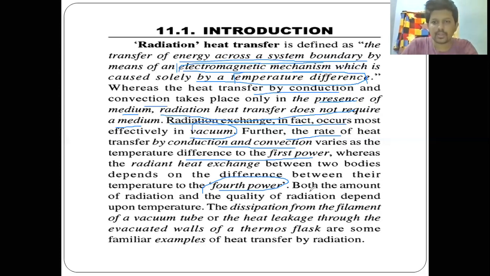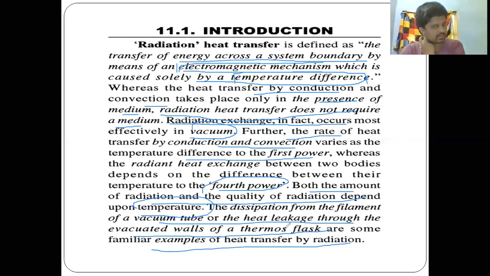Next, both the amount of radiation and the quality of radiation depend upon temperature, because as it is heat transfer, it will definitely depend upon the temperature. The dissipation from the filament of a vacuum tube, or heat leakage through the evacuated walls of a thermoflask, are similar examples of radiation. We know the thermoflask, in which we store tea or some hot things or cool water. Heat transfer from that is also an example of radiation.